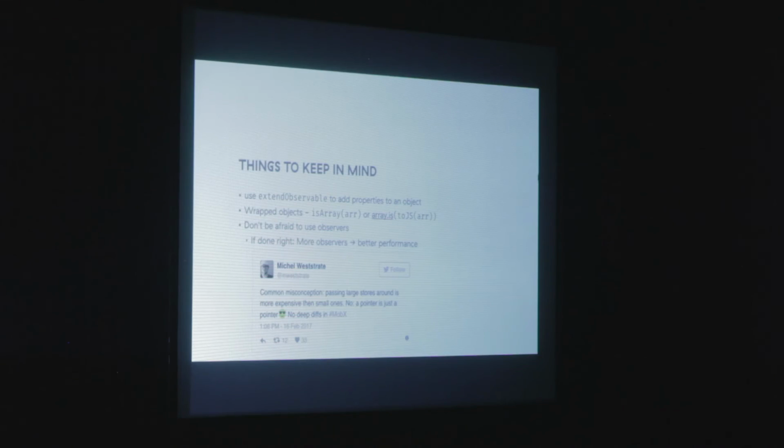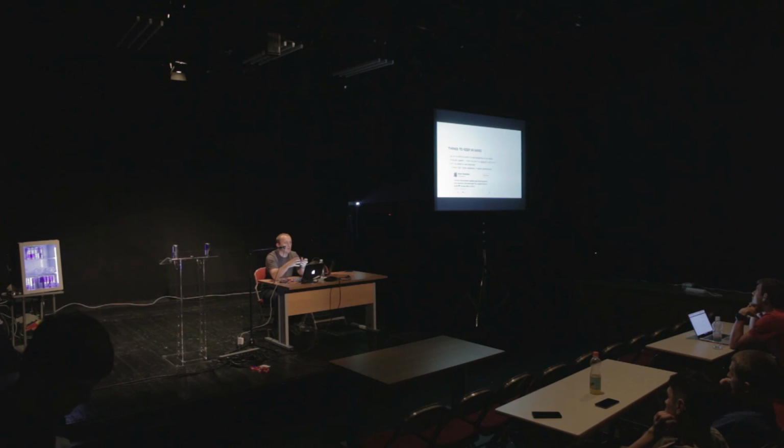And for the end, two things to keep in mind when using MobX. One, you are not allowed to add new properties to an object without using extendObservable, because MobX will not know about them, and they won't be observable, so MobX will not track them. The second thing to keep in mind here is that MobX wraps your objects or values with its own object. And because of that, an observable array is not actually an array.